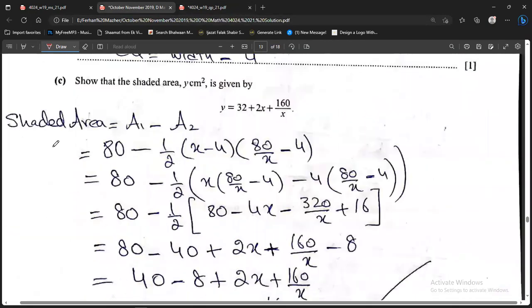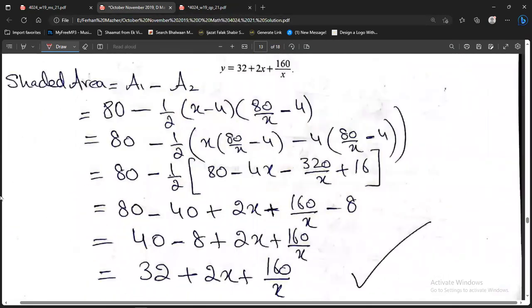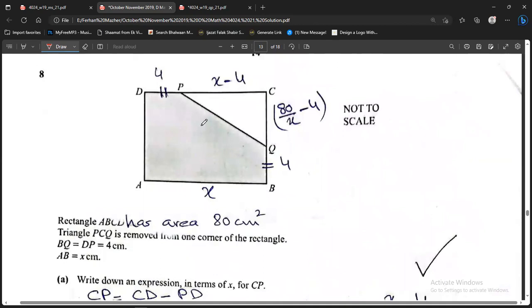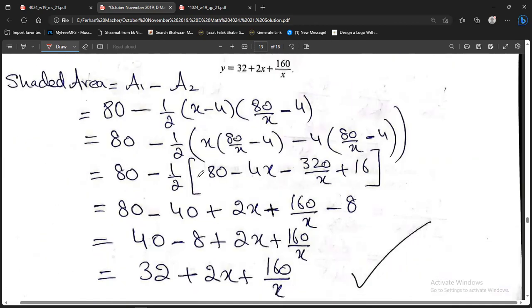So the shaded area will be equal to area 1 minus area 2. We know the area of the full figure, that is 80, minus the area of that shaded figure. If you want to find the area of the shaded figure, from this total area, subtract the area of this triangle. So the area of that white triangle will be 1 by 2 into x minus 4 into 80 by x minus 4. These are two brackets.